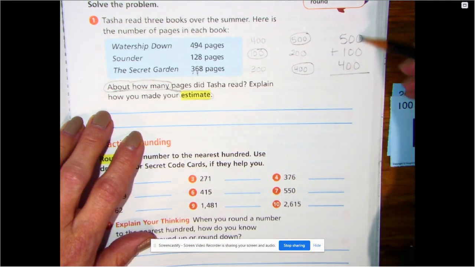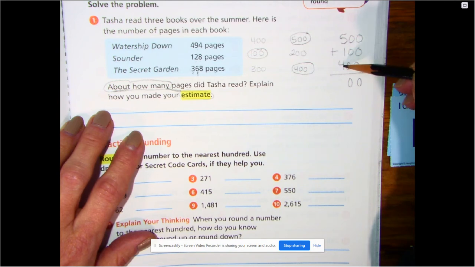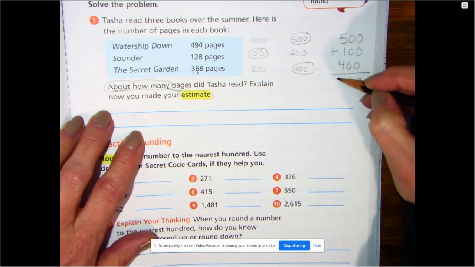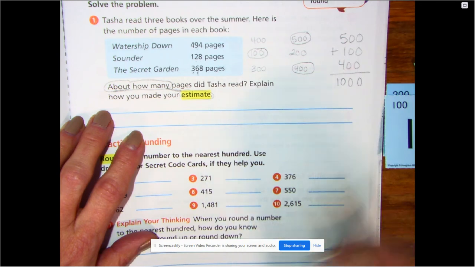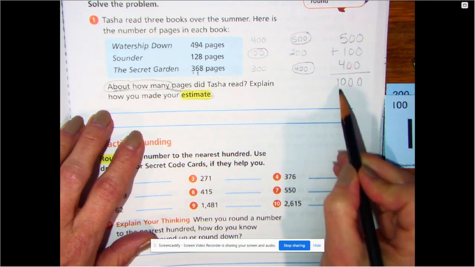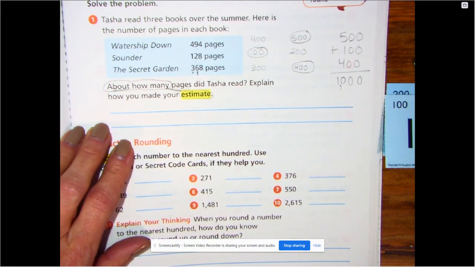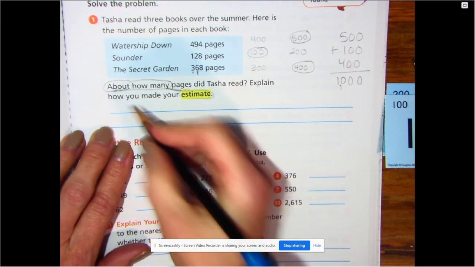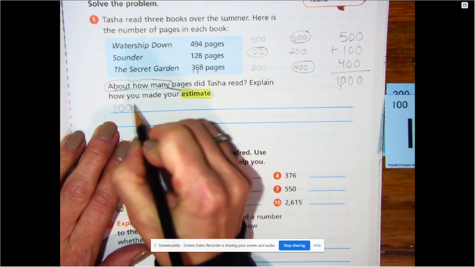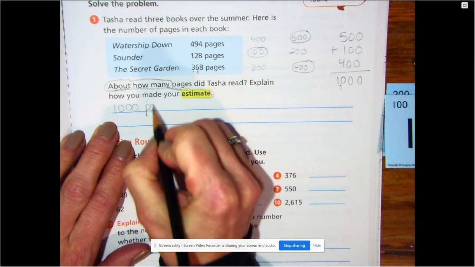Right? When I add, I always start in my ones column. I don't have any tens. Here are my hundreds. I have 5 hundreds plus 1 more is 6 hundreds plus 4 more. I have 6 plus 4. That's 10 hundreds. 10 hundreds is actually 1,000. So she read about 1,000 pages. Okay? So we will write 1,000, not books, pages.